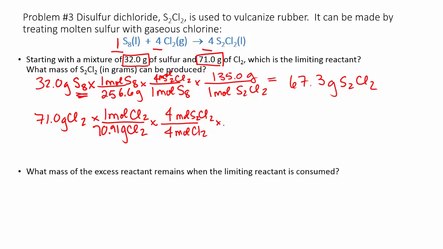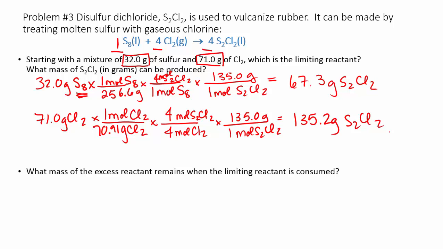Okay, and then I want to convert that to grams of my product. So what that tells me is I have enough sulfur to make 67.3 grams of product. I have enough chlorine to make 135.2 grams of product.